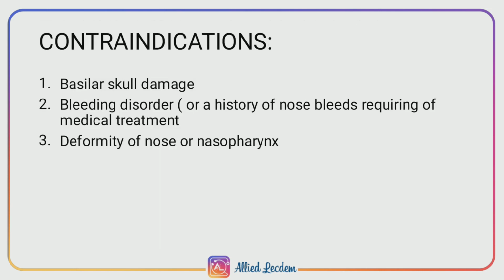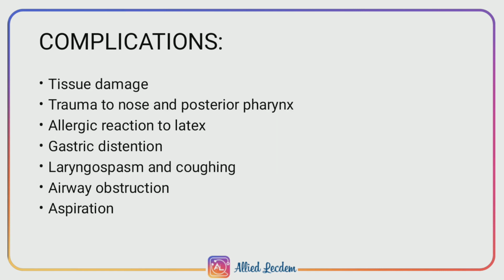The contraindications are basilar skull damage, any bleeding disorder, or any deformity of the nose or nasopharynx. The complications are very rare, but the ones that usually do occur are tissue damage, trauma to the nose and posterior pharynx, allergic reaction to latex, which is what the material is made of, and gastric distension, laryngospasm and coughing, airway obstruction, or aspiration.